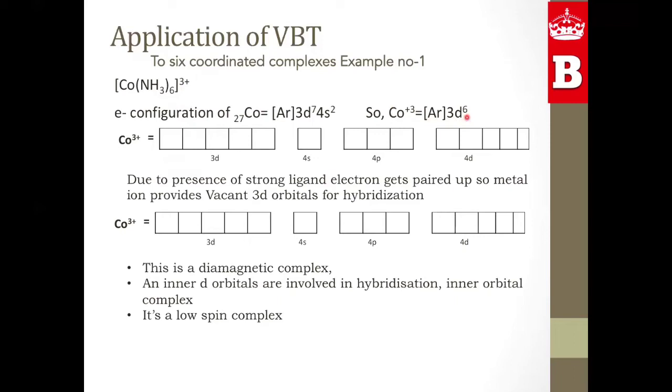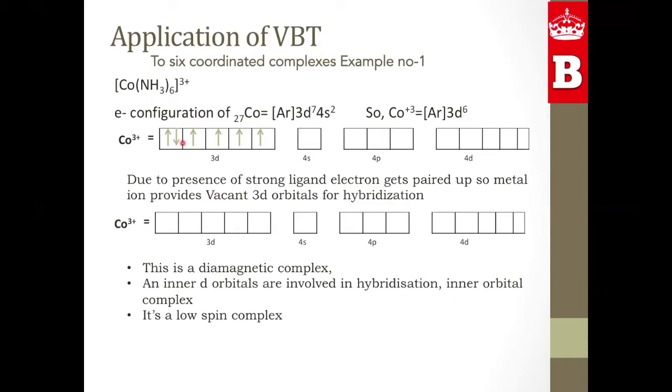With a 3d6 electronic configuration, when we fill the orbitals, all 5 d orbitals are filled initially, followed by one electron getting paired up in the very first orbital. In the presence of NH3, in an octahedral arrangement, it has to provide two 3d orbitals for the hybridization. This condition arises only whenever there is a strong ligand, except for 4d and 5d orbitals. If it is 4d and 5d, every ligand will be considered a strong field ligand.